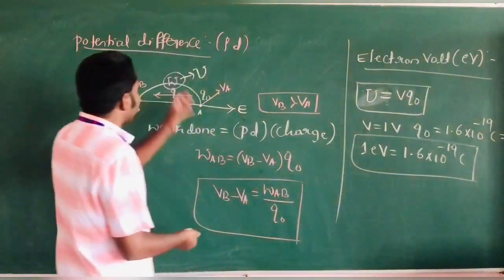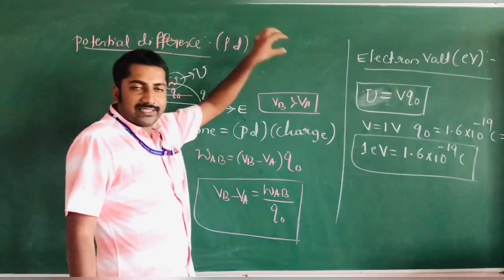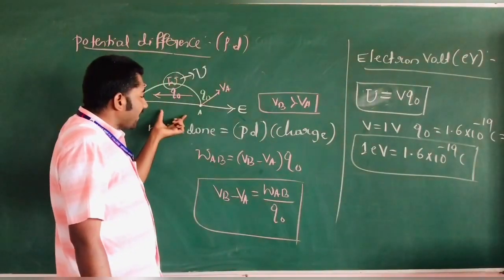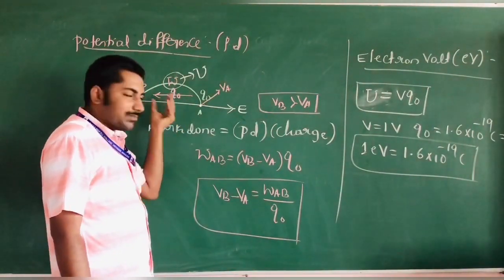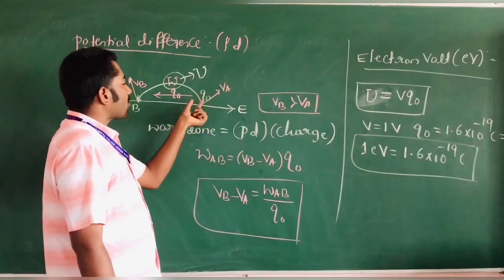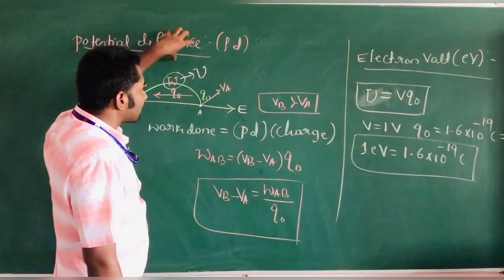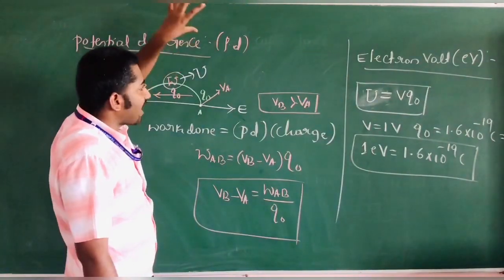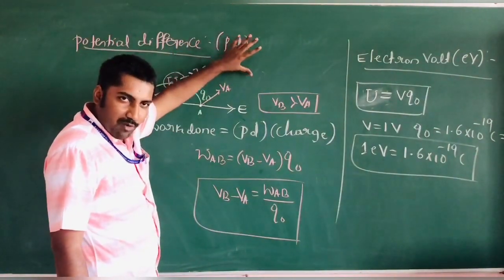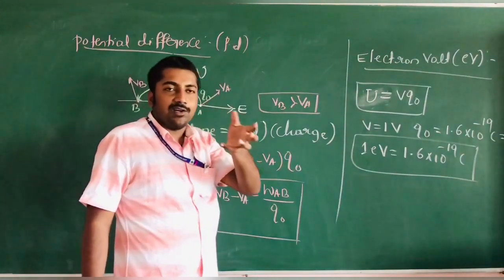The potential difference in an electric field between two points means the amount of work done in bringing a unit positive charge from one point to another against the direction of the electric field. This is about electric potential and potential difference.